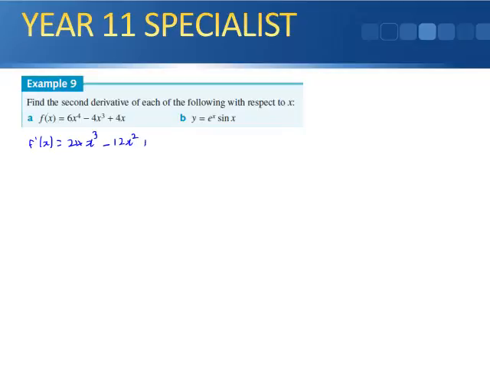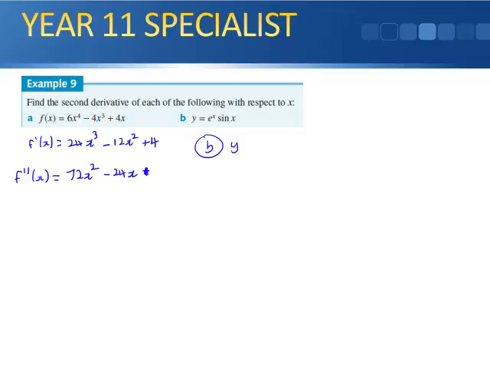So let's do the first derivative. 6 4s are 24 x cubed, minus 4 3s are 12 x squared, plus 4. And now we're going to do the second derivative, so f double dash, and we're going to differentiate that one. 24 times 3 will give us 72x squared. 12 times 2 is negative 24x, and plus 0, so I'm going to get rid of that. So there's my second derivative for part A.